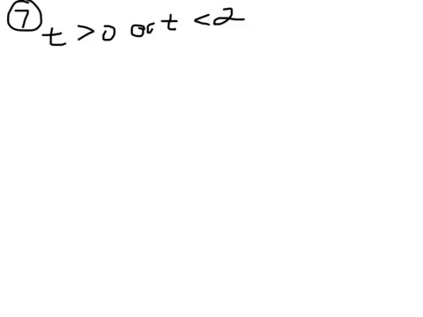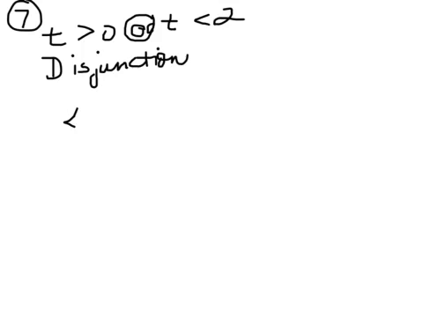Okay. There's another junction. So a disjunction would be like number 7. Number 7 says t greater than 0 or t is less than 2. Okay, for this one, we want one or the other to be true. They don't have to be true at the same time. Again, this is called a disjunction. Sometimes graphing this is the easiest way to see what's going on.